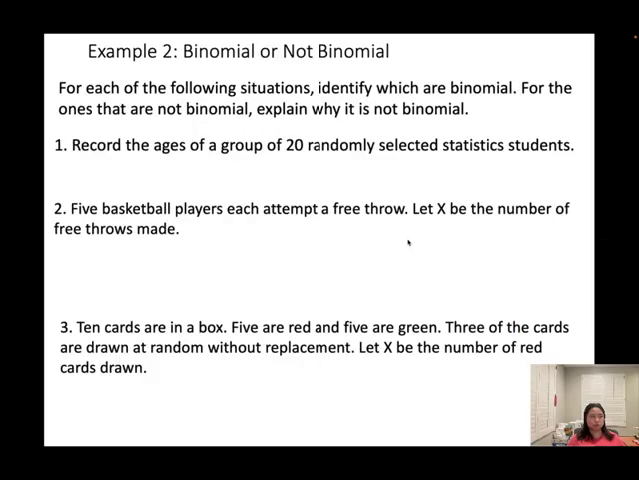Example 2. For each of the following situations, identify which are binomial. For the ones that are not binomial, explain why they are not binomial. Okay, only state the reason why it is not binomial. Number 1, record the age of a group of 20 randomly selected statistics students.